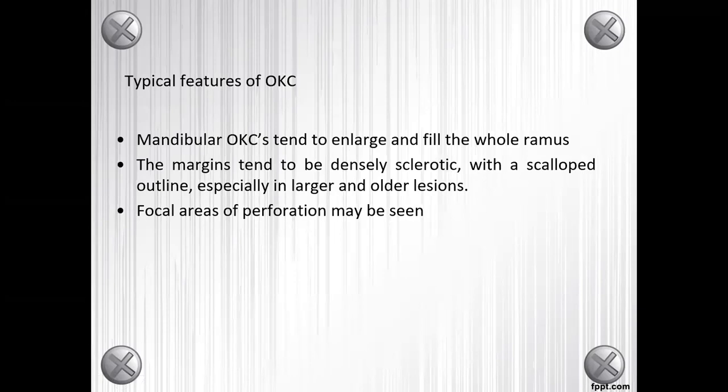It doesn't have a major age prevalence, and it is not very commonly followed by age prevalence. Occasionally the cyst expands the cortical plates and perforates. It develops a firmer to fluctuant swelling, which is filled with keratin, because it is an OKC, that is, odontogenic keratocyst.